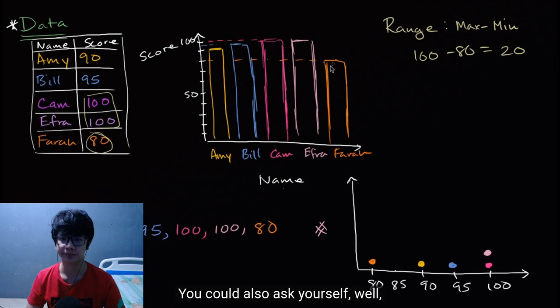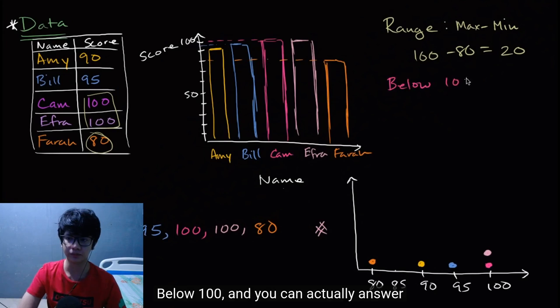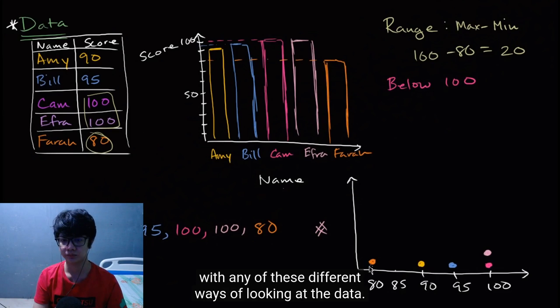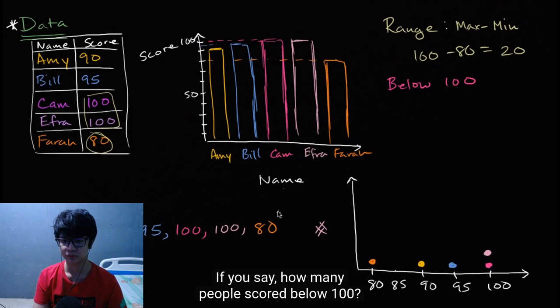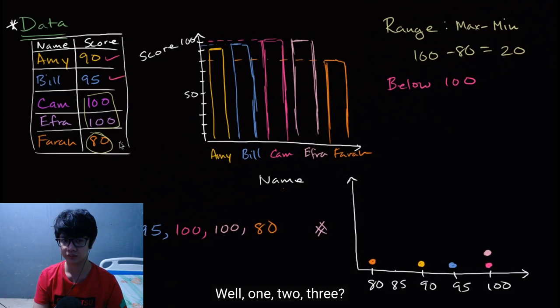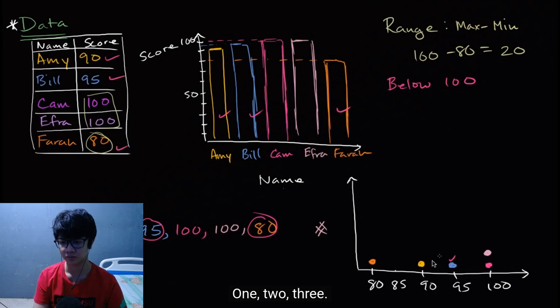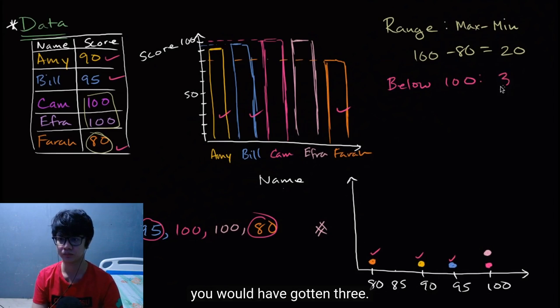You could also ask yourself, well, how many people scored below 100? And these are just interesting questions. And you can actually answer that question. Well, actually, you could have answered either of these questions with any of these different ways of looking at the data. If you say, how many people scored below 100? Well, 1, 2, 3. Looking at each representation, it's going to be 1, 2, 3. And so any way you look at it, you would have gotten 3.